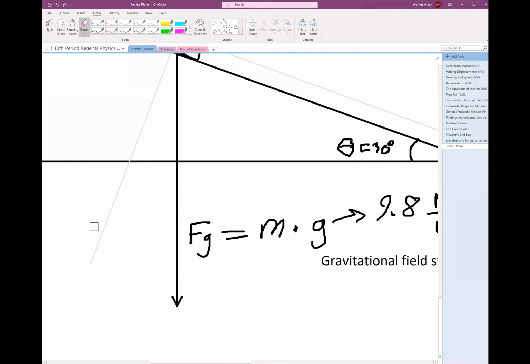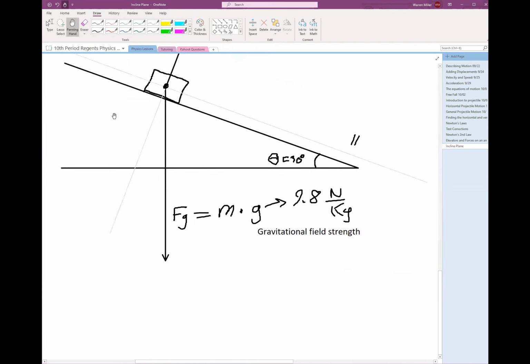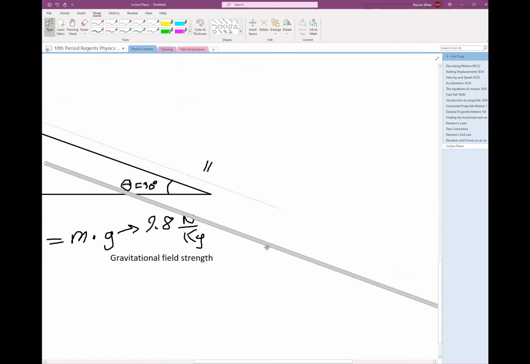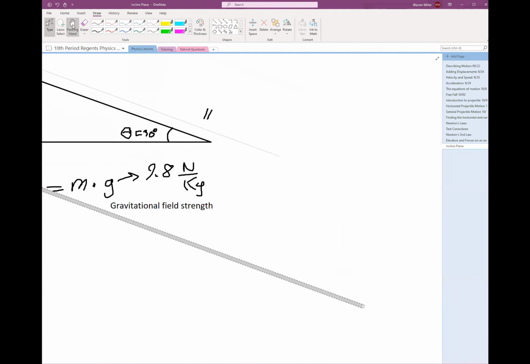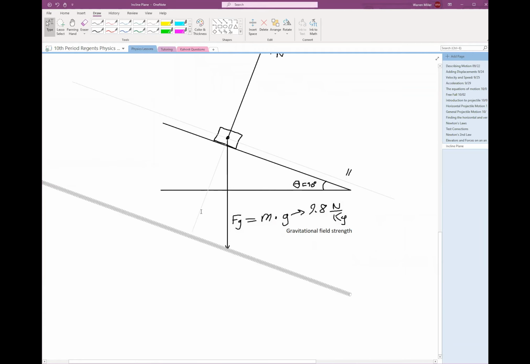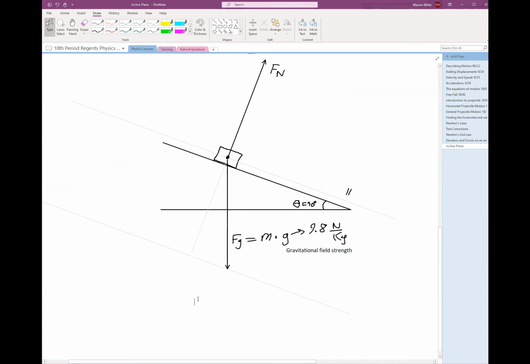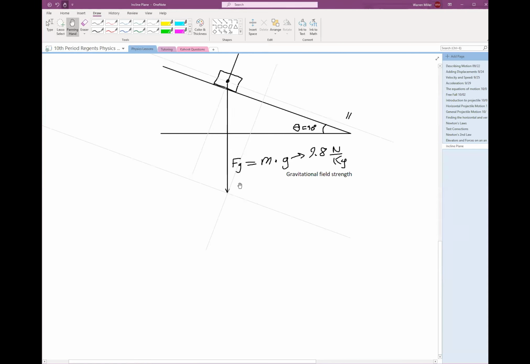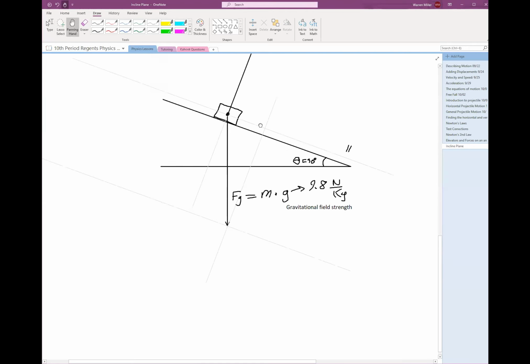Just erase this thing. I'm going to use this for guidelines, but they're not going to stay. They're just there to help me. Take this guy, place it right like so. And I'm going to take this perpendicular one, place it like so, crisscross right there. This allows me now to project the weight onto the perpendicular axis and onto the parallel axis.